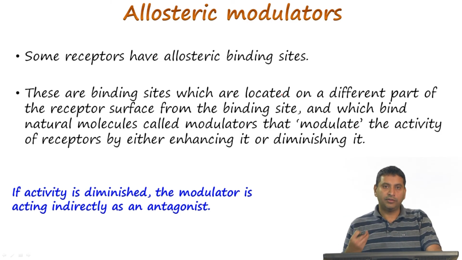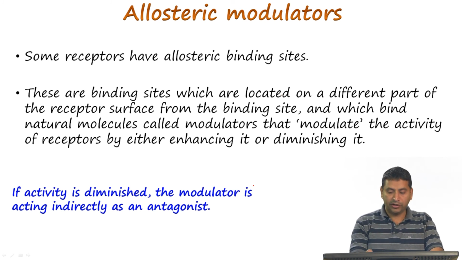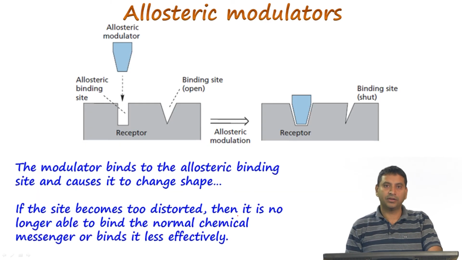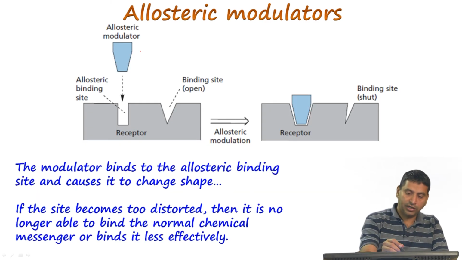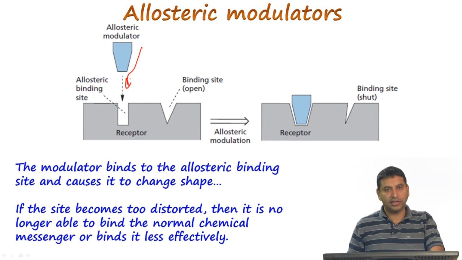Okay. So, if there are binding sites which are located on a different part of the receptor surface from the binding site, which bind to natural molecules called modulators, because they bind, they have an allosteric effect which can either increase or decrease the effect of the receptor. If the activity is diminished, then the modulator is indirectly acting as an antagonist. So, here is a pictorial representation of this. The allosteric modulator can come in and bind to a site which is not the same as the binding site, and once it binds, in this particular case, it closes the binding site and prevents further activity from happening.